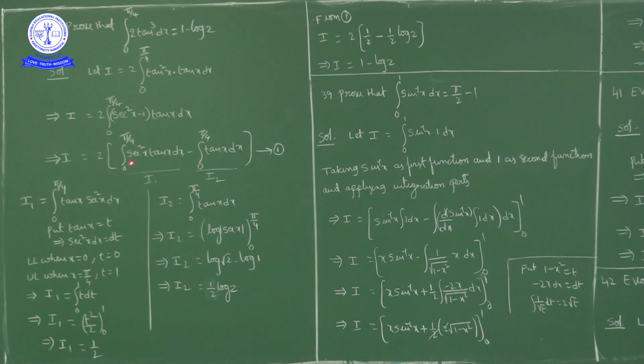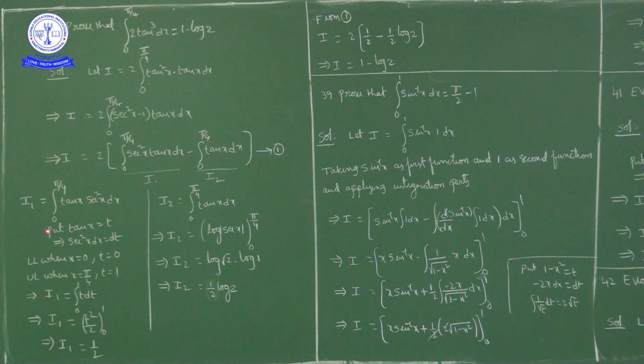Now I will mark this one as I1, this one as I2, and overall I as I. First of all, I will calculate I1. What is I1? I1 is equal to integral 0 to pi by 4 of tan x into secant square x dx. If you observe here, secant square x is the derivative of tan x. I will put tan x is equal to t. Then secant square x dx is equal to dt.